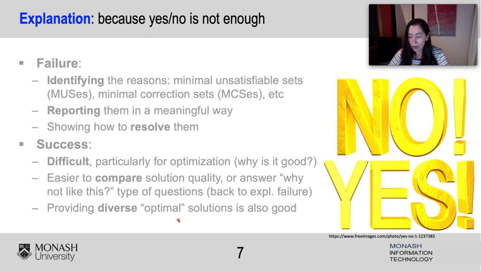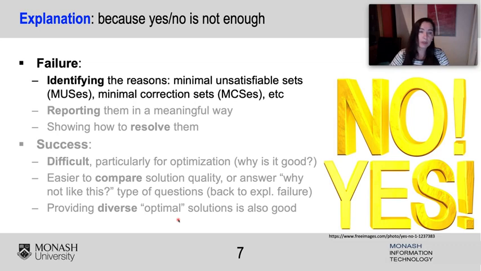So explanations, the two main kinds. First is explained failure, and that requires several steps. First, you need to identify the reasons for the failure, and there's a lot of different interesting constraint subsets that have been created for this, from minimal unsatisfiable sets, minimal correction sets, etc. Once you have identified it, is how you report them to the user in a meaningful way, in a way that doesn't overwhelm them, and that is related to the model as opposed to the low-level solver version.